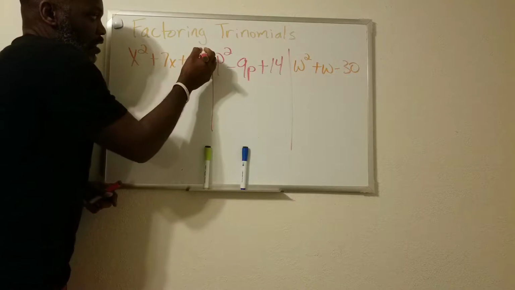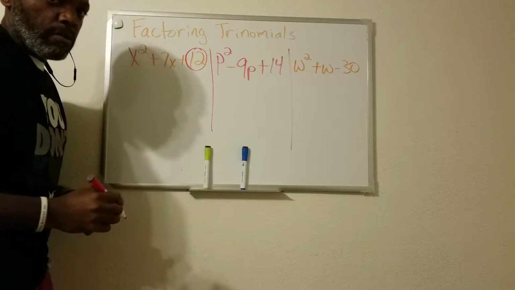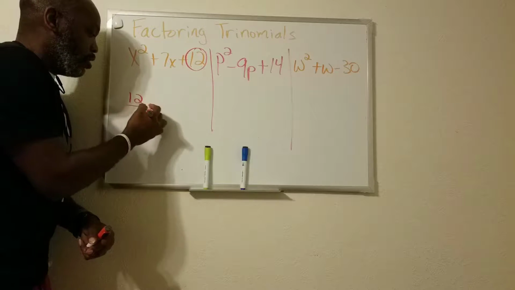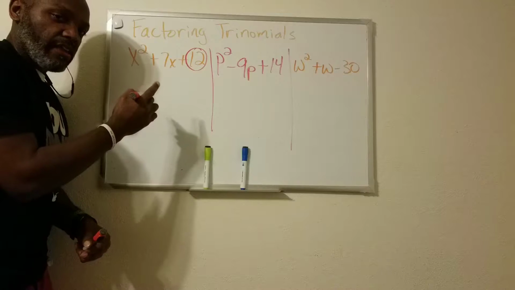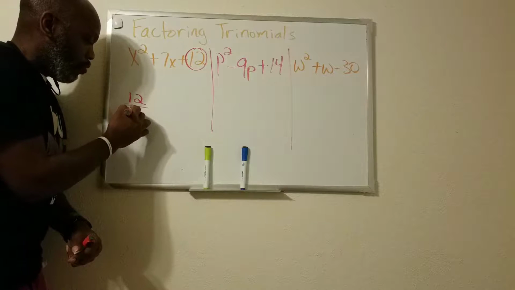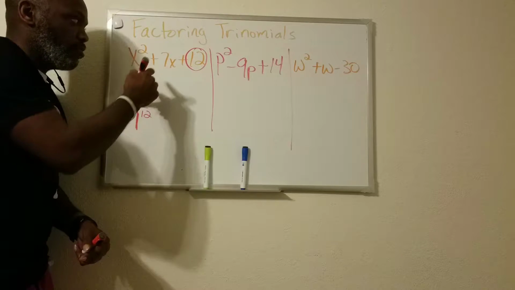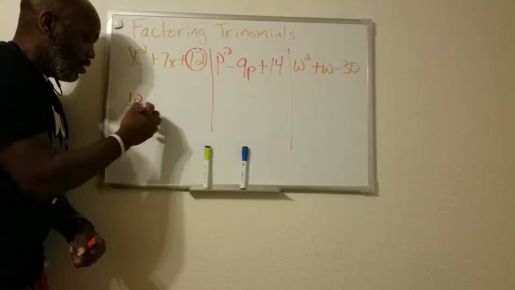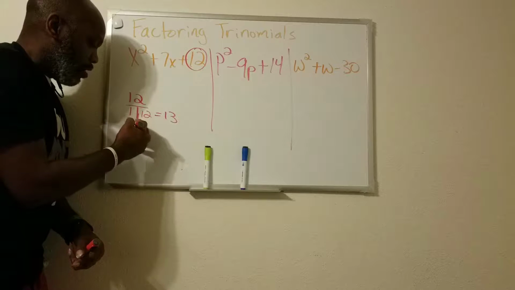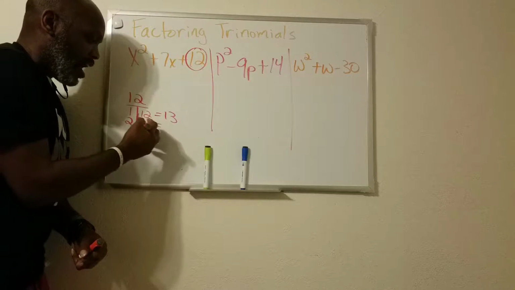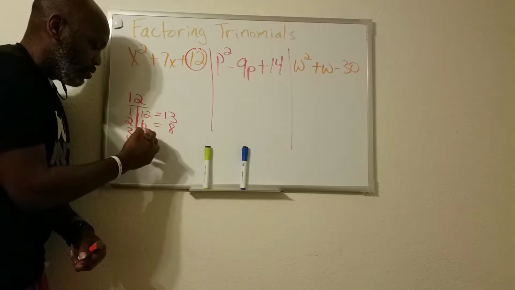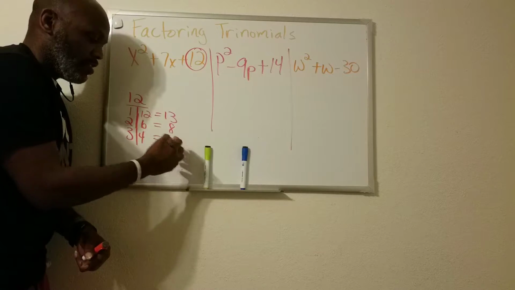So what we're looking at is the last term, and we're going to break down that term into factors. We're looking for factors that will add up to be the middle term. What I mean by that is we're going to look at 1 times 12. If we add that together, will it give us 7? No, if we added that together, it would give us 13, right? Then you have 2 times 6. If we added those together, we would get 8. And then you have 3 times 4. If we added those together, we would get 7.